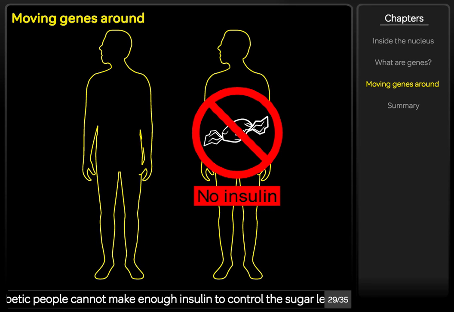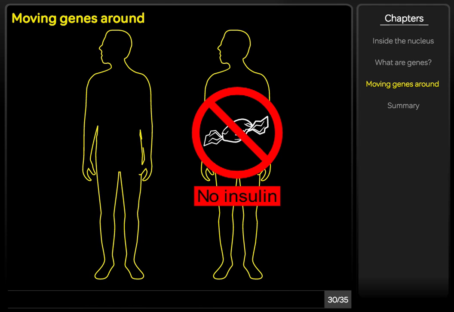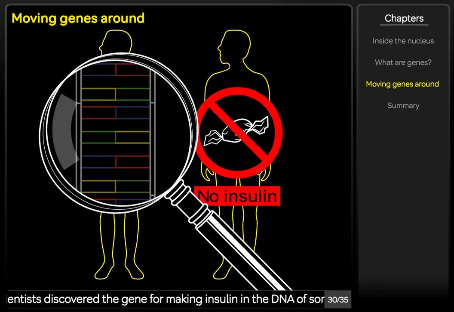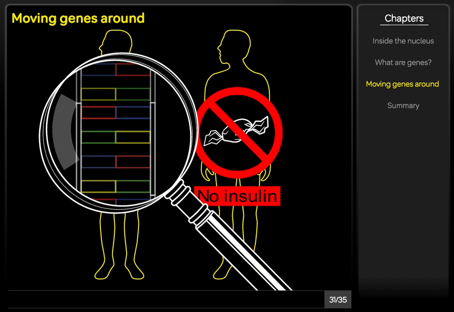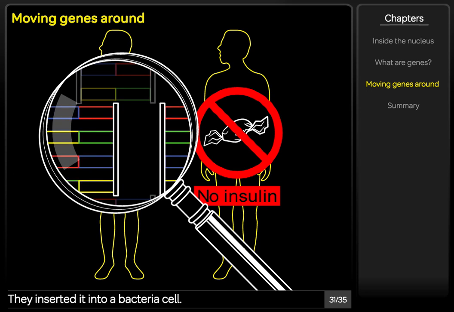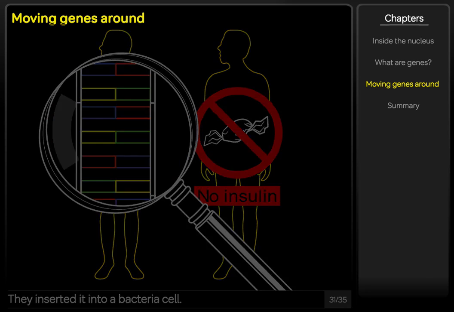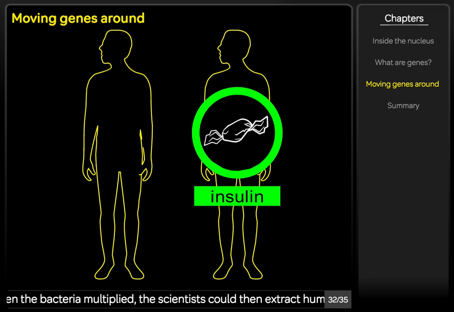Diabetic people cannot make enough insulin to control the sugar level in their blood. Scientists discovered the gene for making insulin in the DNA of someone without diabetes. They inserted it into a bacteria cell. When the bacteria multiplied, the scientists could then extract human insulin from genetically modified bacteria to give to diabetics who can't make it themselves.